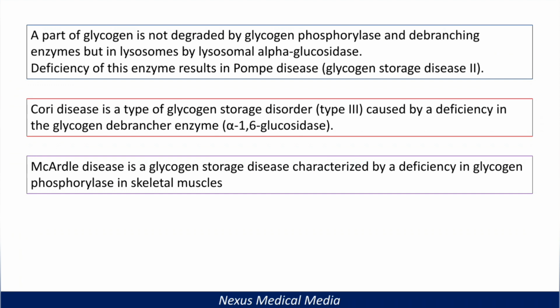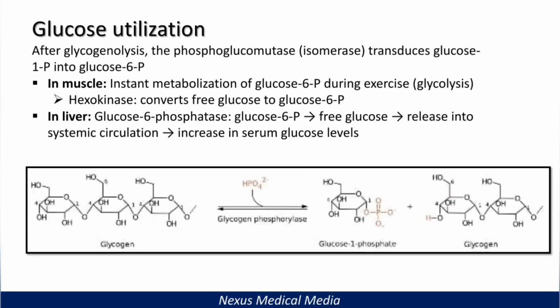So a part of glycogen is not degraded by glycogen phosphorylase and debranching enzymes, but in lysosomes by lysosomal alpha glucosidase. And deficiency of this enzyme will result in Pompe's disease. That's glycogen storage number 2, right? So remember, I didn't mention one thing on this glucose 6-phosphatase. Some people do not have this, and they have a condition known as von Gierke, right? So we'll talk about it in glycogen storage diseases, right?